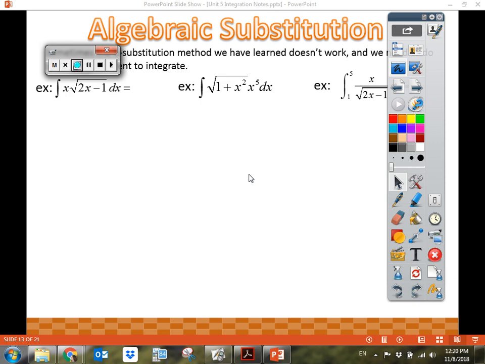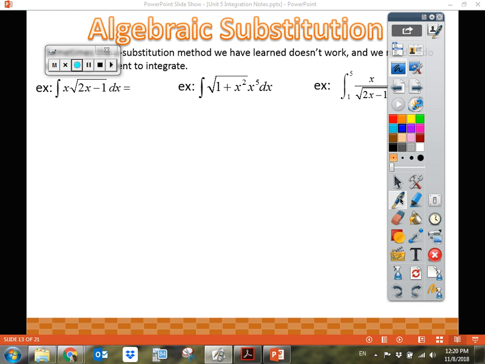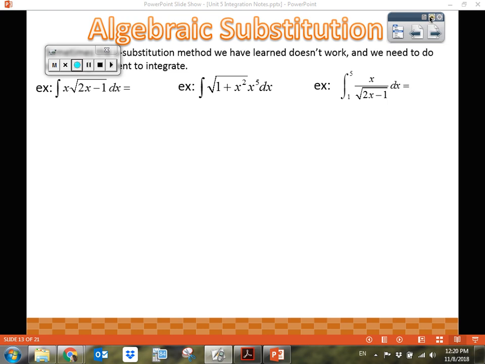A look at today's lesson. We actually have two topics today. The first one is algebraic substitution, and the second one is a version of Riemann sums. So let's work on the first one, algebraic substitution.